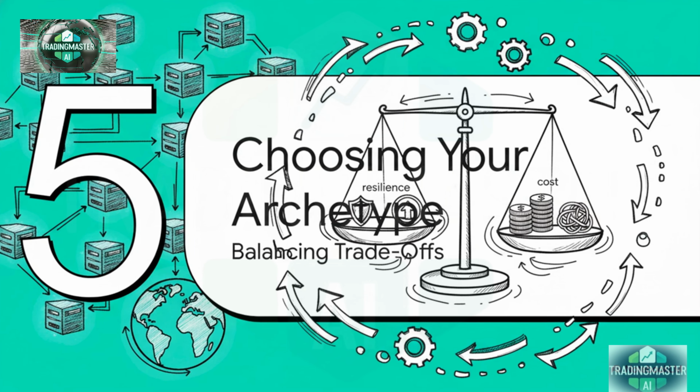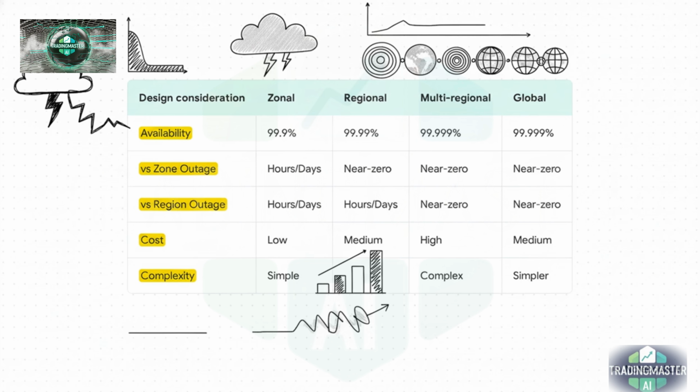Okay, we have covered a ton of ground, from a single data center all the way to a globe-spanning network. So now, let's bring it all together. How do you actually pick one? Well, the answer, as always, is about balancing the trade-offs. This table right here is pretty much the key takeaway for this whole explainer.